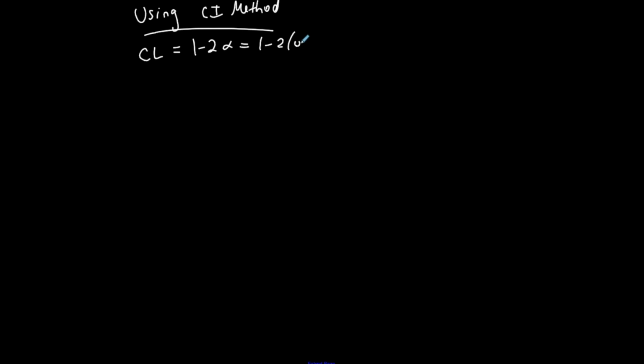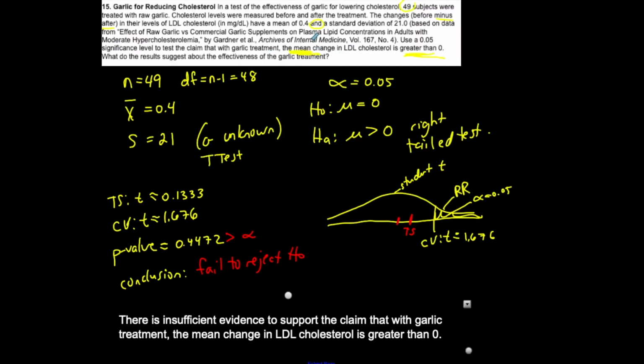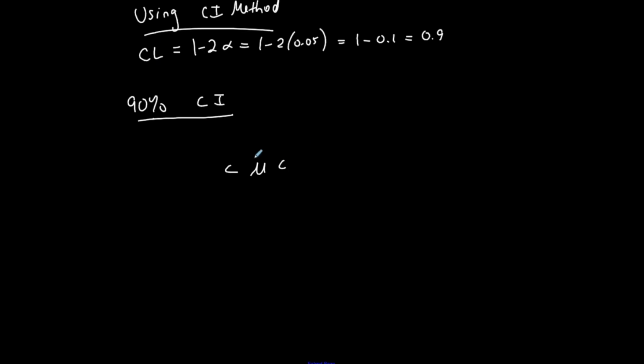So let's find the confidence level. 1 minus 0.1 or 0.9. The confidence level is 0.9, so I want a 90% confidence interval for this case, for the population mean. What interval of numbers represents the mean change in LDL cholesterol based on the situation, right?